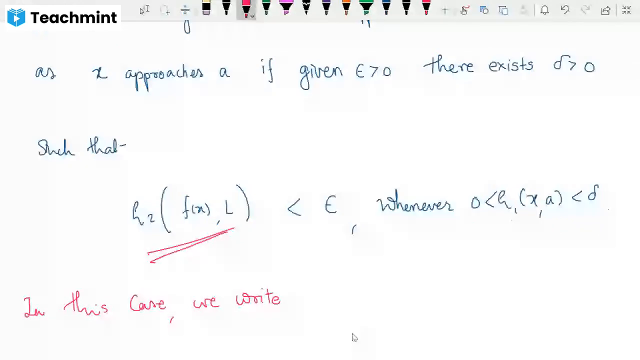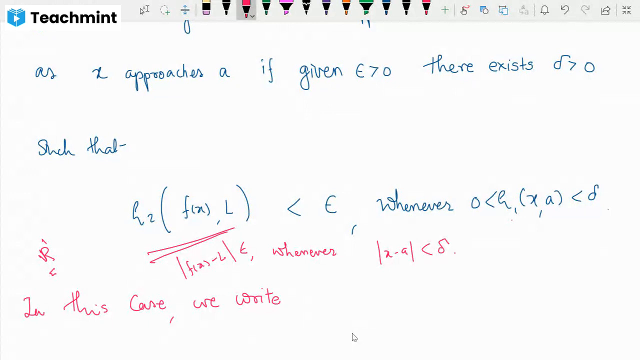So in real numbers means you can consider it as R1, the absolute value metric space. So in that, what is the metric? There is distance, that is mod of x minus y. So if we replace the metric space by the set of real numbers with the absolute value metric, then obviously this will be mod of f(x) minus L less than epsilon whenever mod of x minus a is less than delta.